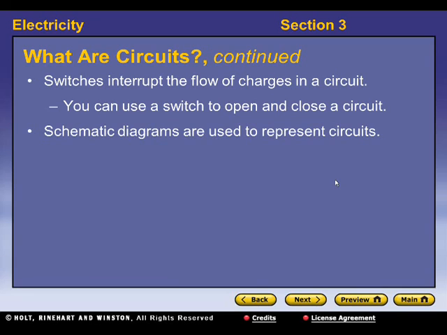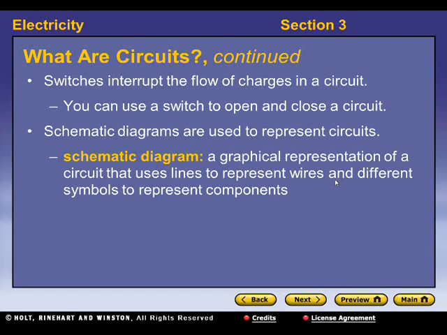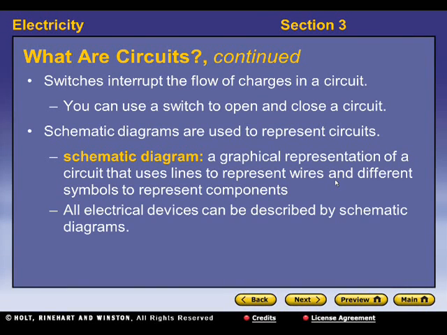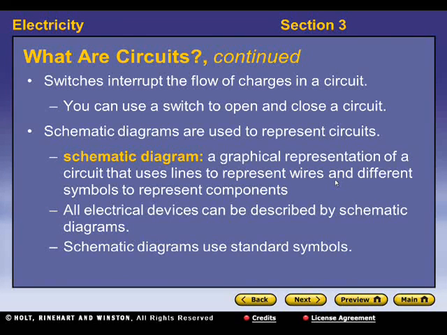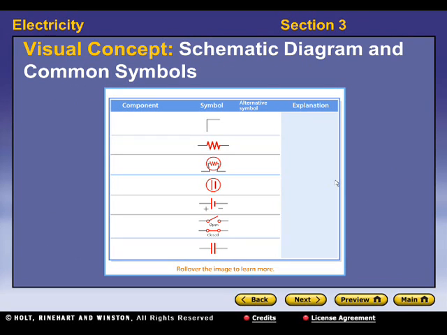Schematic diagrams are used to represent circuits, and they're a graphical representation, usually a drawing, of a circuit that uses lines to represent the wires and different symbols to represent the components in the circuit. All electrical devices can be described by some kind of schematic diagram, and they usually use standard symbols throughout the world so that everybody understands what each part of the circuit is.